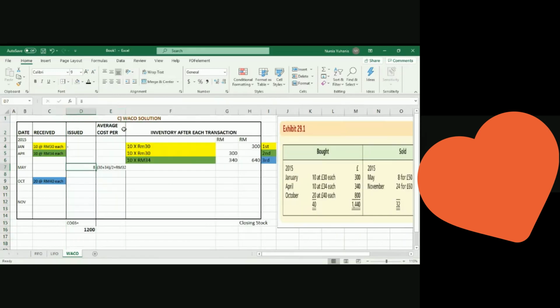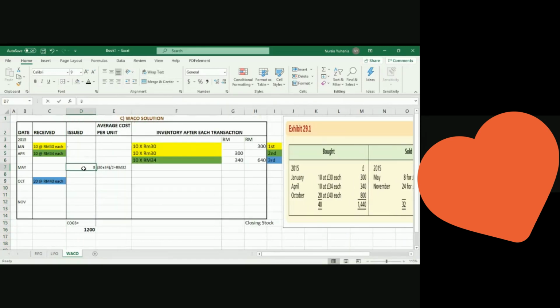Okay, I think I better put it here. So 8 multiplied by RM32, so again 256. Okay, so the sales amount is 256.